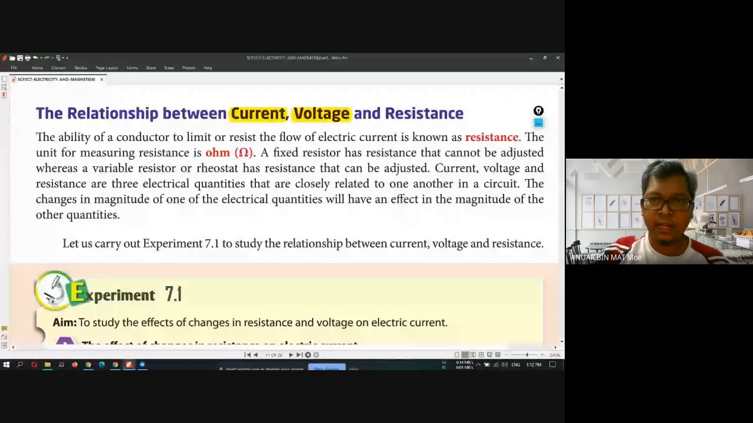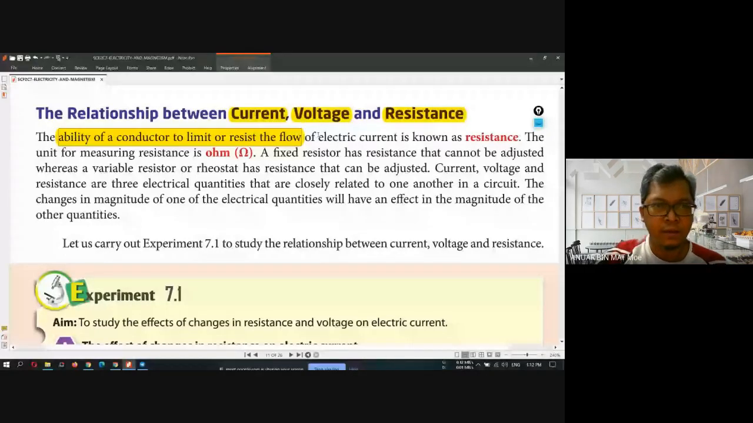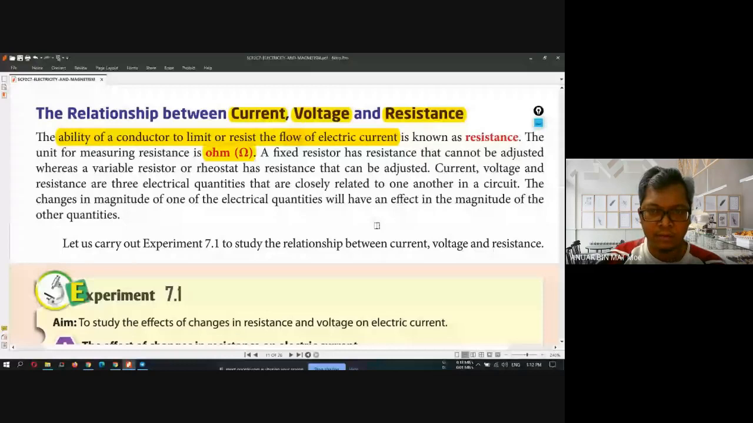So there is another unit that you need to remember, which is resistance. What is resistance? The ability of a conductor to limit or resist the flow of current is known as resistance. And the unit is ohm. That's all you need to know. Resistance is the thing that resists or limits the current.